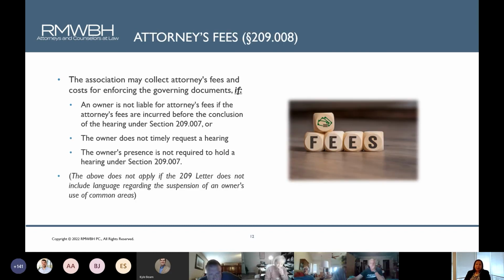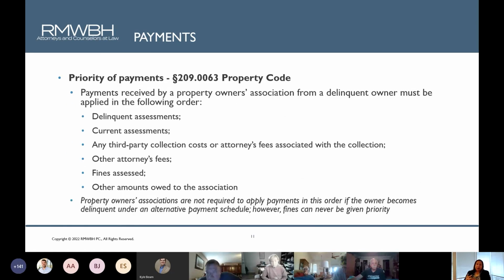Finally, the other caveat that's important is that the association is not required to apply payments in that order if the homeowner became delinquent under a prior payment plan. So if a homeowner was given the opportunity to enter into a payment plan, but then defaulted on it the next year, the association's not obligated to apply any partial payments in this priority, except for fines. Fines can never be the first to be paid off. So just keep that in mind.